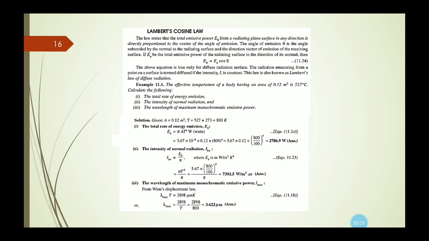For the third part, the wavelength of maximum monochromatic emissive power, lambda max. For that we need to calculate from Wien's displacement law, that is lambda max multiplied by T equals 2898 micrometer Kelvin. So lambda max, that is the wavelength of maximum monochromatic emissive power, we need to calculate. For that, lambda max equals 3.622 micrometer. So this is the value of the lambda max here.